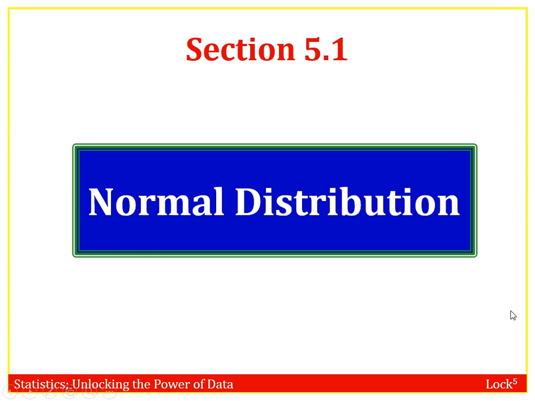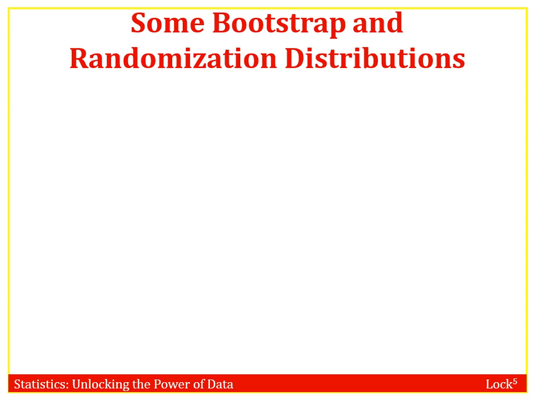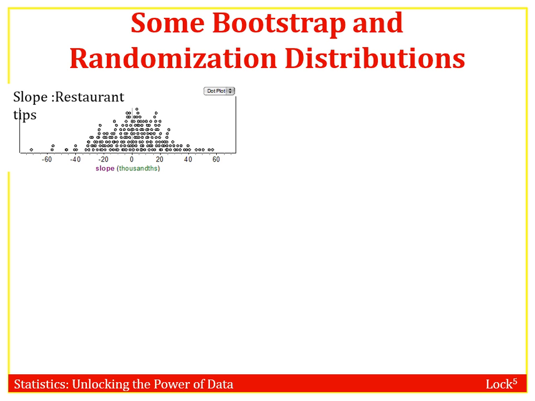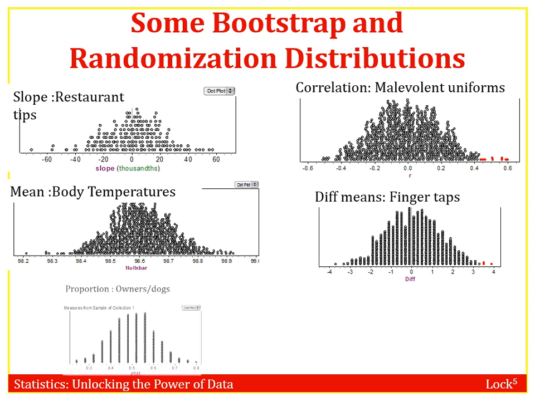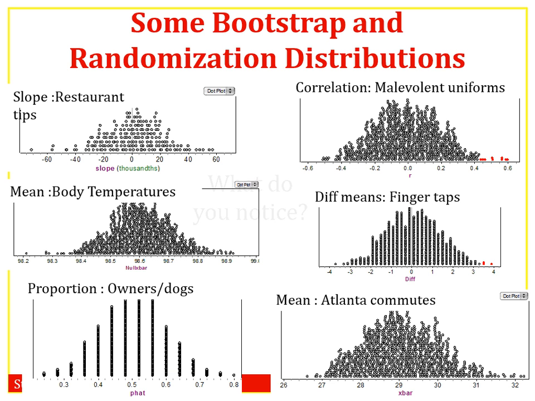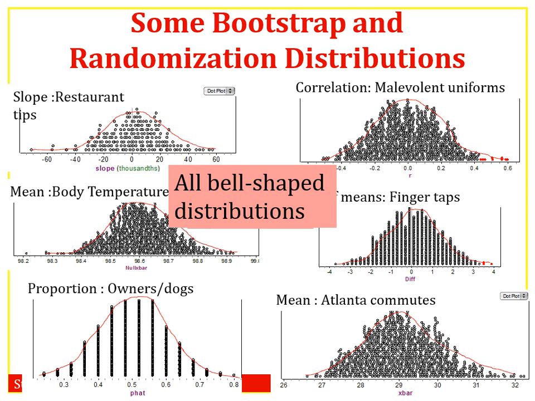We're going to go ahead and take a look at normal distribution. Now, it's really a density curve, and we've been looking at, for the most part, some density curves if you look at the general shape of what we've been doing with StatKey. Now, we've done some Bootstrap distributions. We've done some randomized distributions. You notice they all ended up being very similarly shaped. They're all kind of bell-shaped.